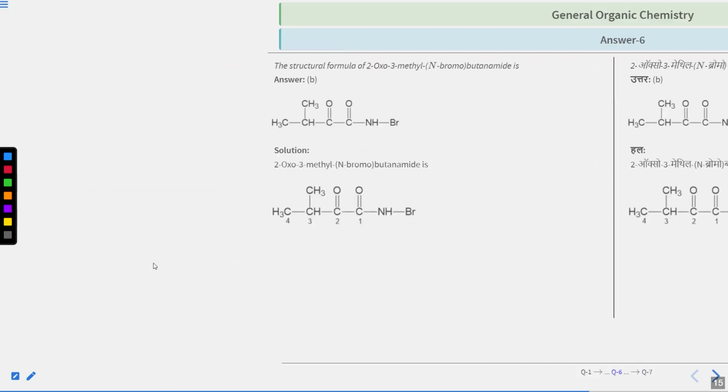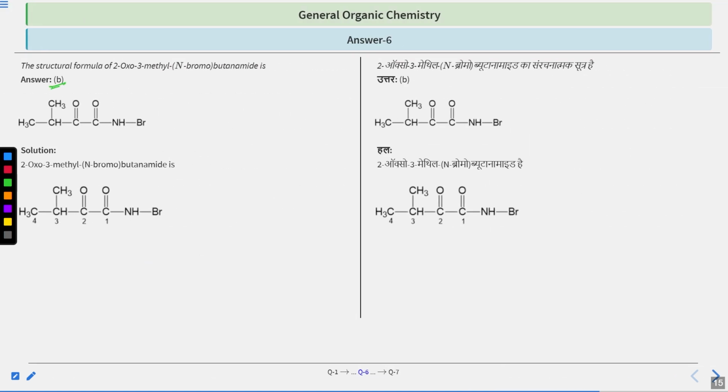Okay, let's see. The correct answer is option B, that is this structure, CH3CH(CH3)COCONHBr. So we can easily name it as 2-oxo-3-methyl N-bromobutanamide. How? First of all, we number our parent chain, starting from the carbon away from the side chain, the amide group. So first this carbon, then second carbon, then third carbon, then fourth carbon, the maximum number of carbons a parent chain can have in this structure.